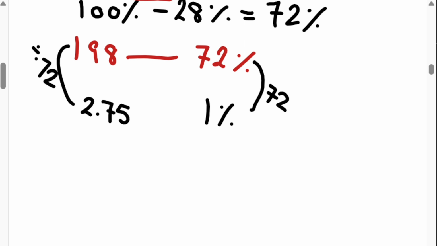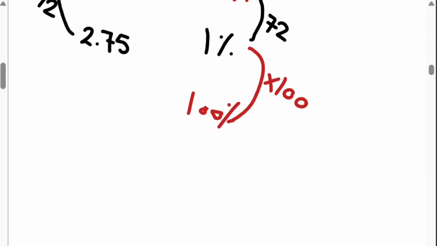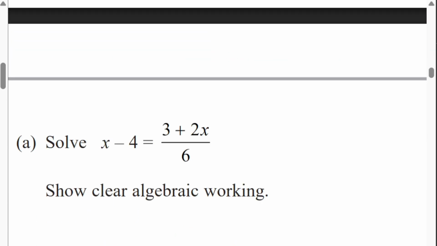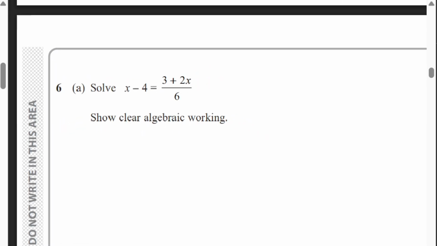And then we need to find 100%, so we multiply by 100. 1% times 100 is 100%. And we multiply this also by 100 to get the original. So what's 2.75 times 100? This just jumps twice. So it's 275 euros. So what's the original price? It's 275 euros. Now let's look at the next question.